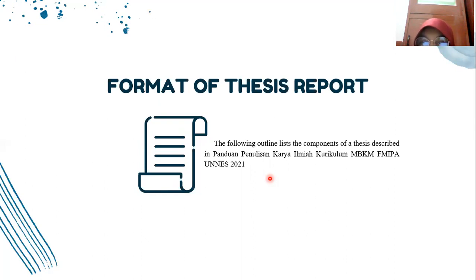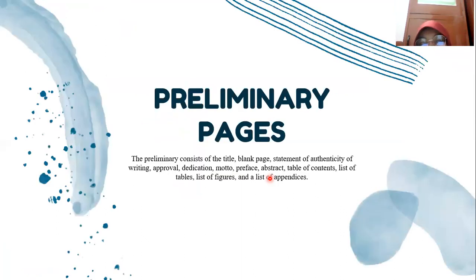the explanation in the Panduan Penulisan Karya Ilmiah Kurikulum MBKM FMIPA UNES 2021. And the first part of the thesis report is preliminary page. The preliminary consists of the title, blank page, statement of authenticity of writing, approval, dedication, motto, preface, abstract, table of contents, list of tables, list of figures, and a list of appendices.